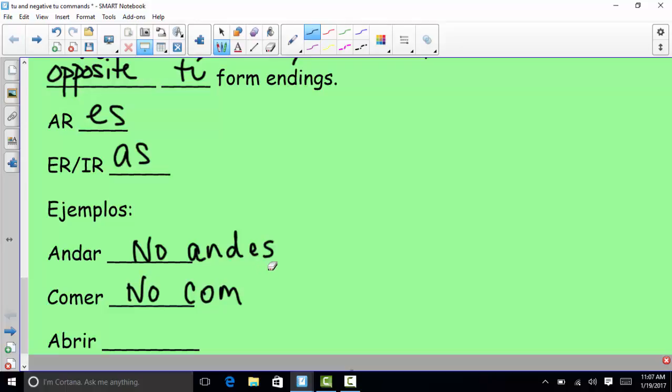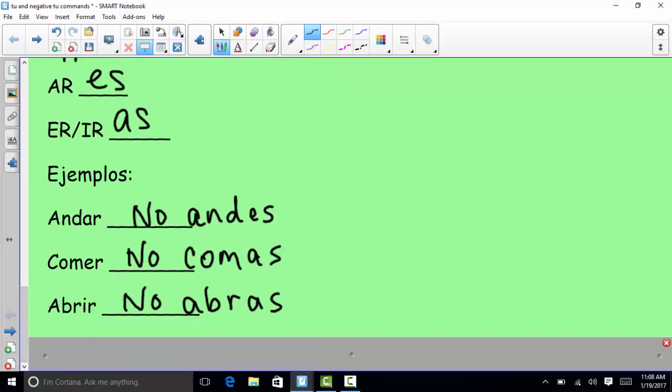Start with the yo form, drop the o, and add the opposite ending. So no comas. And then abrir, start with the yo form, which would be abro. Drop the ending, add the opposite ending. So no abras la ventana would be don't open the window. Okay, you have to have the no there, obviously, otherwise it doesn't make sense.